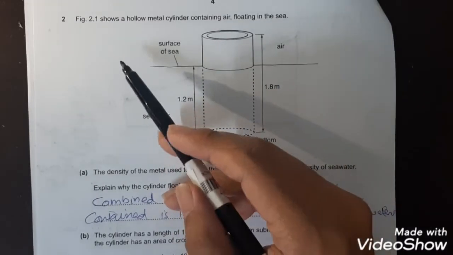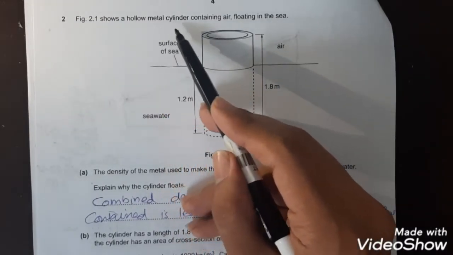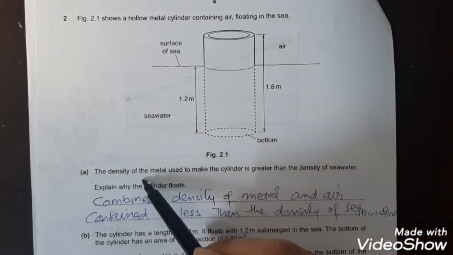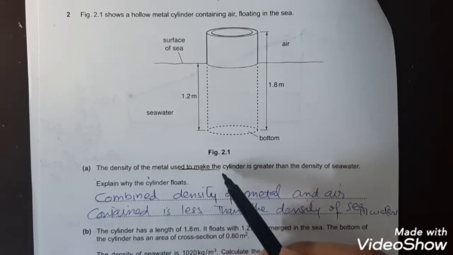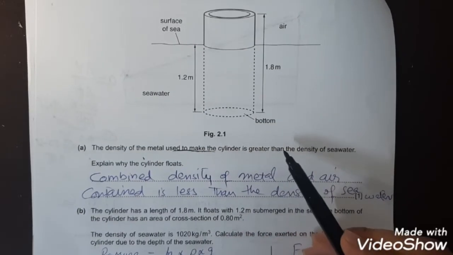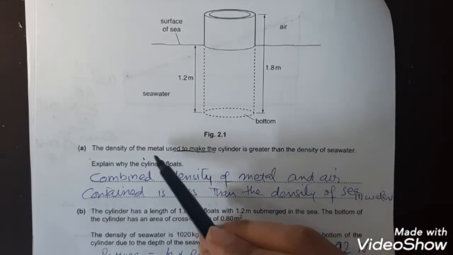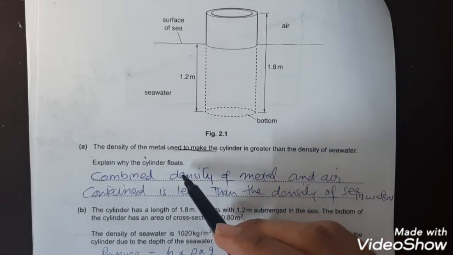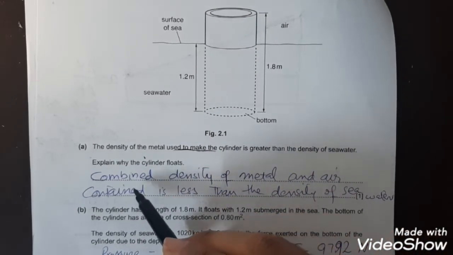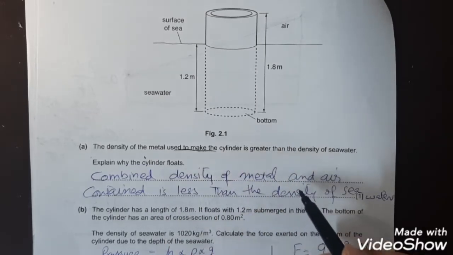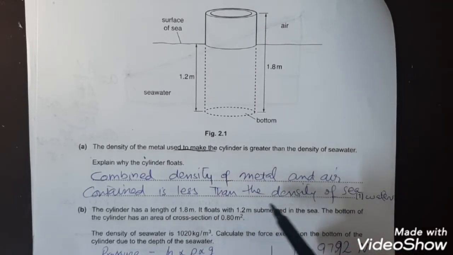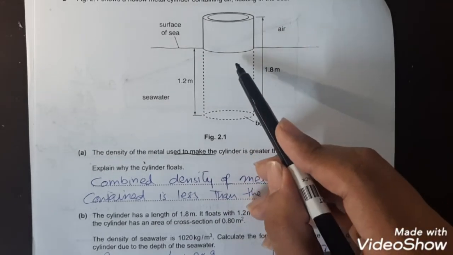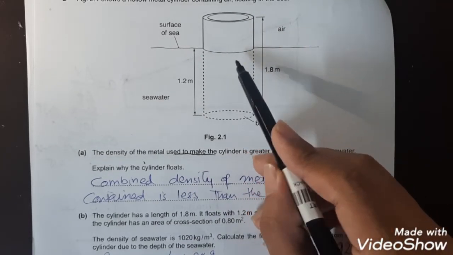Question 2 states: figure 2.1 shows a hollow metal cylinder containing air floating in the sea. The density of the metal used to make the cylinder is greater than the density of the seawater. Explain why the cylinder floats. So the combined density of the metal and the air contained is less than the density of the seawater. So that's why the metal cylinder is floating on the surface of the sea.